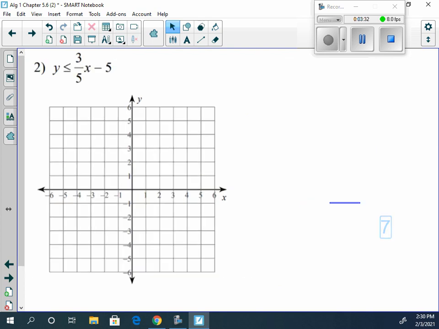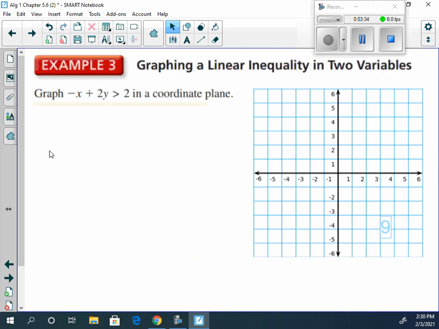Now we did these here yesterday. This is where we stopped. Now, whenever we graph the equation of a line, we need how many points? 2, because if I have 2 points, I can find the graph of a line. Now, this here, negative x plus 2y is greater than 2, is in standard form. This is the standard form for the equation of a line.